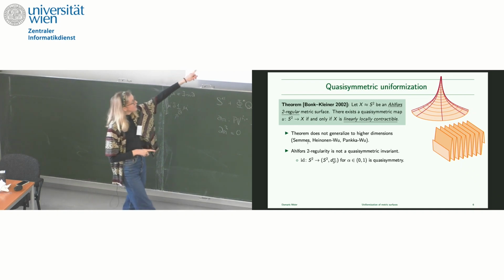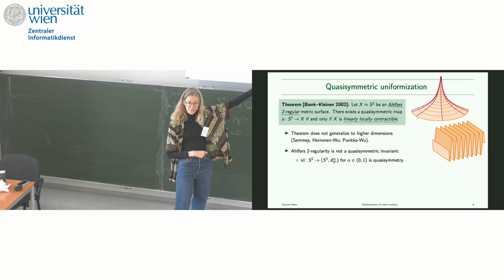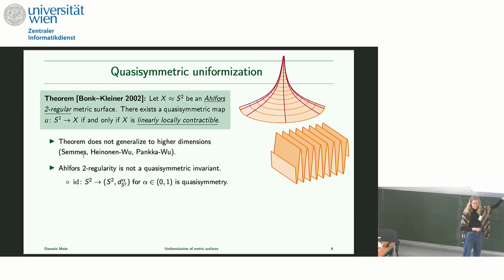So I have this mapping here, the identity mapping from the sphere to, again, the sphere, but with another metric. So we scale the metric to the power of alpha for some alpha between 0 and 1. This is a well-defined metric space, and this space here is alpha-2 divided by alpha regular and not alpha-2 regular. So somehow the map is a very nice quasisymmetry, but the alpha-2 regularity fails.